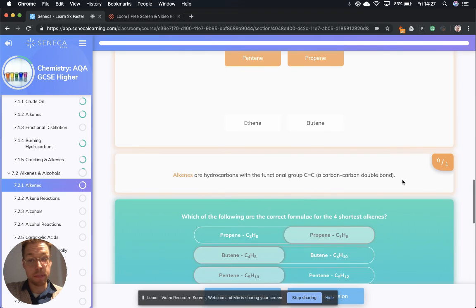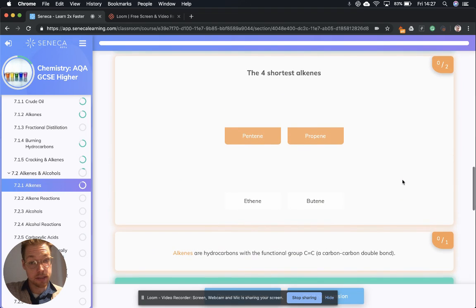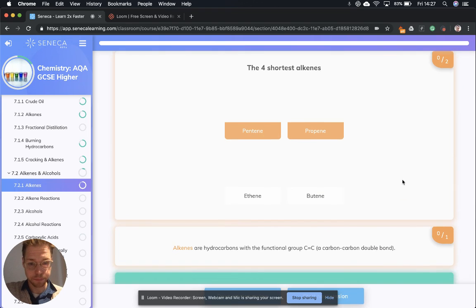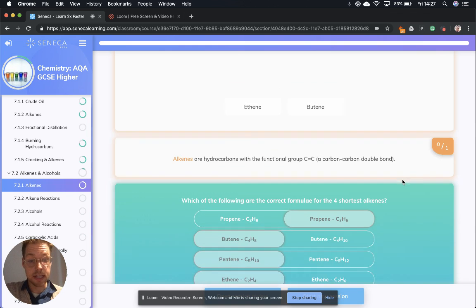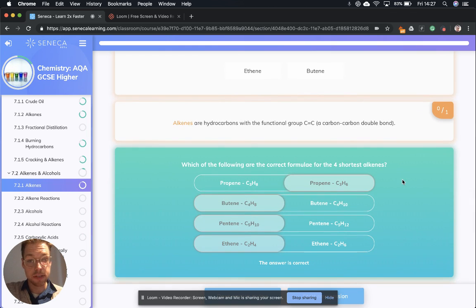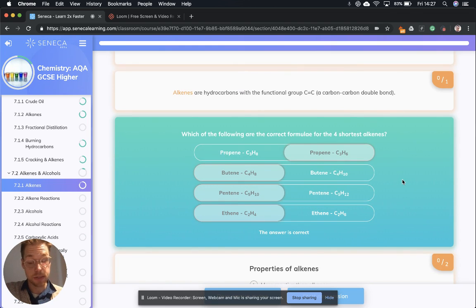So again, do you remember those 4 shortest alkenes? Remember, it's ethene, propene, butene, and pentene. Okay, so the key functional group in alkenes is that carbon-to-carbon double bond. It is what gives all of the functionality of alkenes, all of their chemical reactions, because of this double bond.